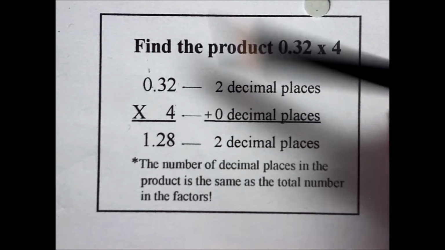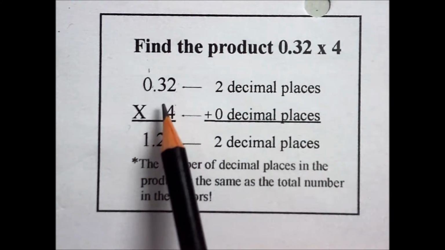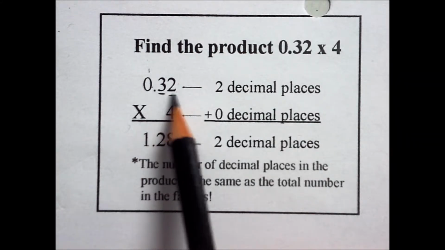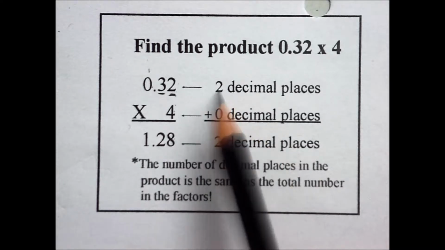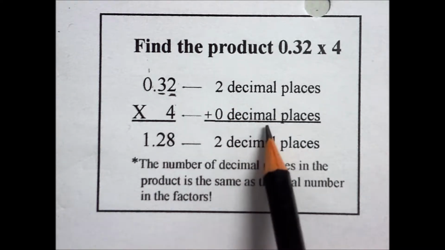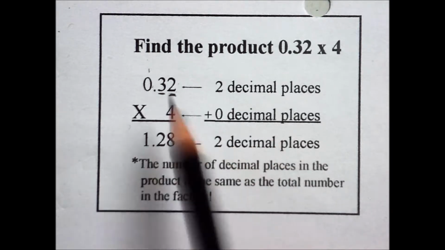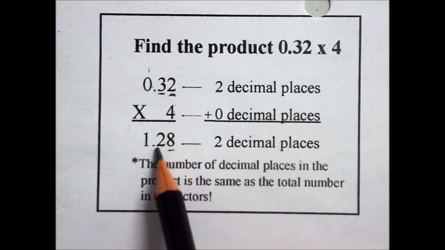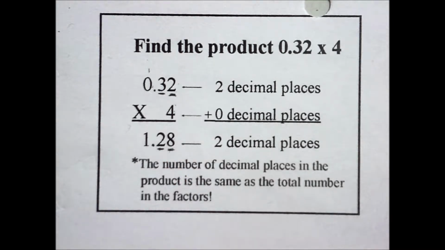Now it's time to count decimal places. So notice 32 hundredths has 2 decimal places. The whole number 4 has 0 decimal places, giving us a total of 2. So I underline 2 digits, and then my decimal is placed here.